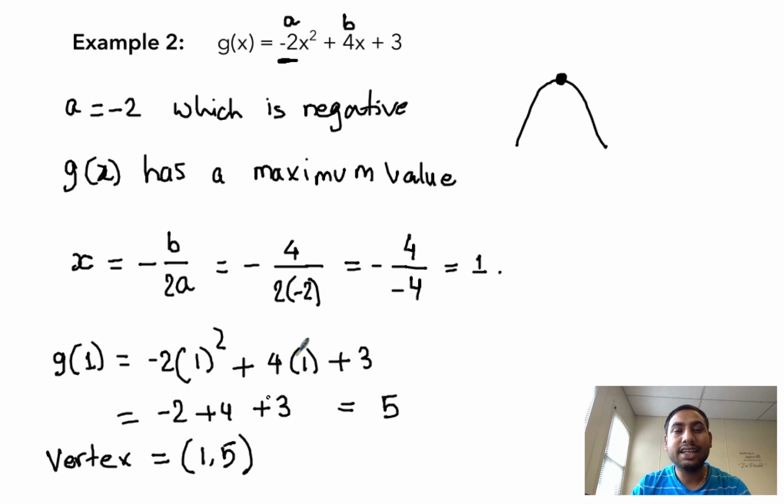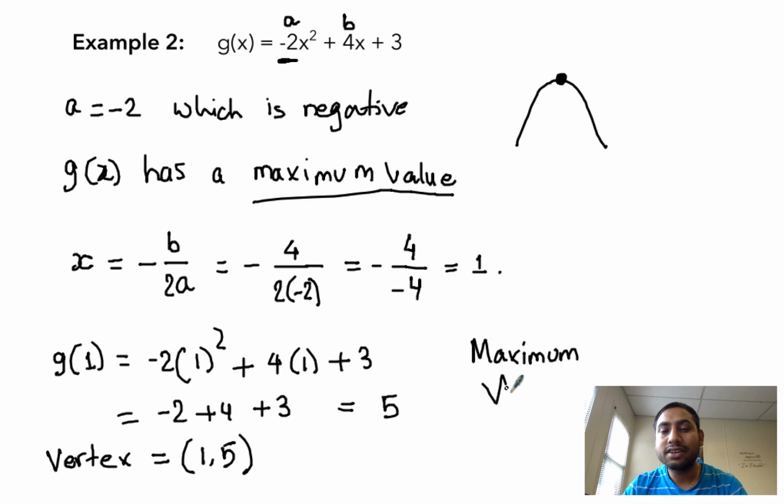And we already decided that this function is going to have a maximum value. And let's just write the maximum value of the function then. The maximum value is therefore going to be equal to the y value of the vertex, which is 5. Okay, so that's how you find the maximum or minimum value of a function if it is given in the standard form.